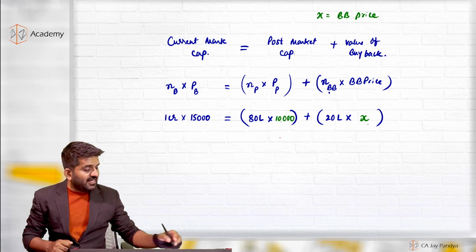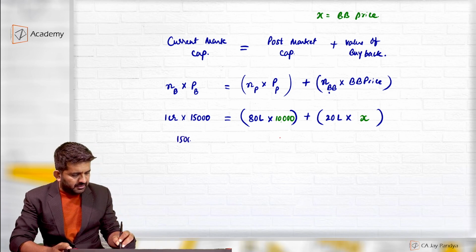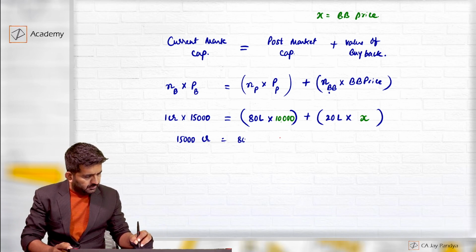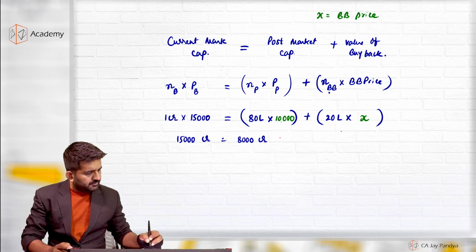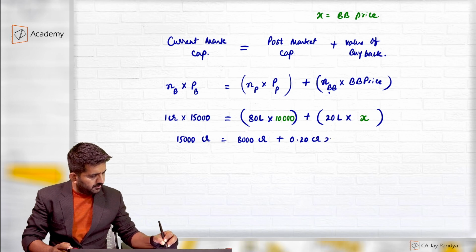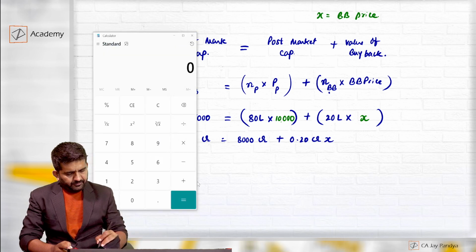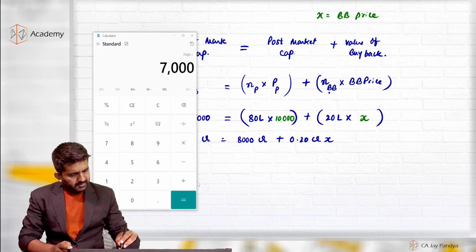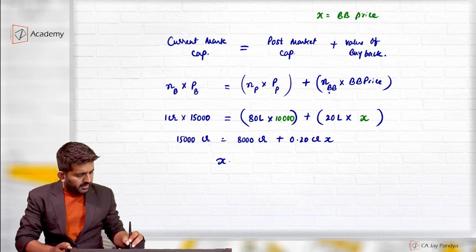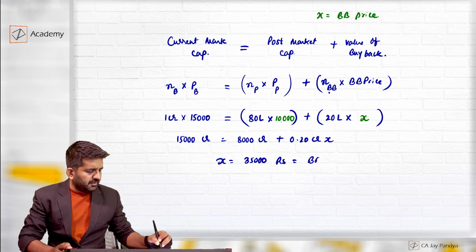So we can easily find out X in this case. How can we find out X? If this is 15,000 CR, this is 8,000 CR plus 0.2 CR X. This will be 7,000 divided by 0.2, that is 35,000 rupees. So X is 35,000 rupees, which is nothing but the buyback price.